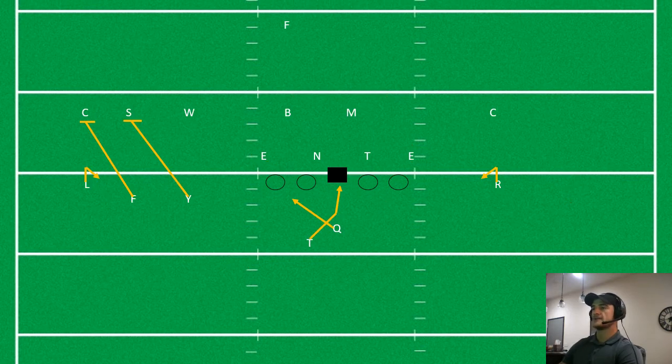Okay, so now this is out of 3 by 1 left. So this would be a 3 by 1 left call, and this would be a key 1. So we've got the 1 on each side of 3 by 1, and they are running the key screen, and the other guys are blocking the most dangerous men.